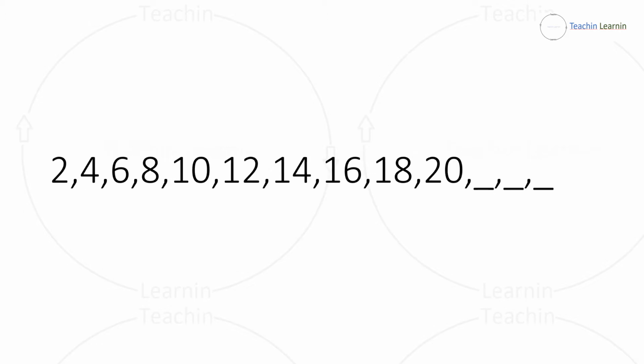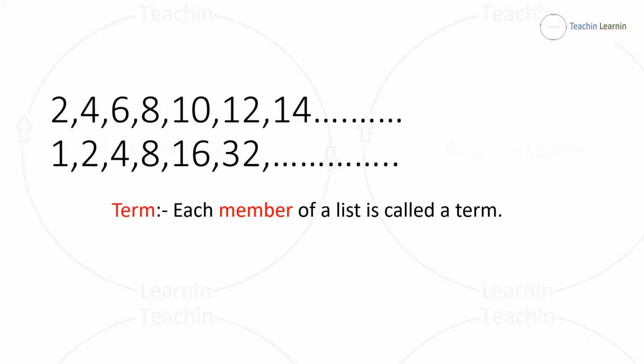Can you fill these blank spaces here? If your answer is 22, 24, 26, then again you are perfectly right. So now have a look at these two lists of numbers. Each member of these lists is called a term.